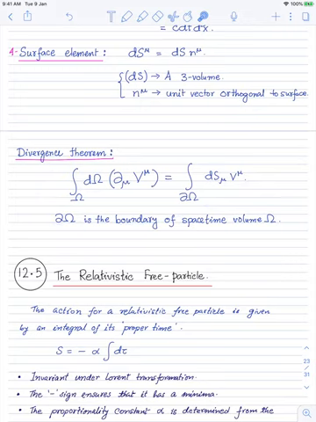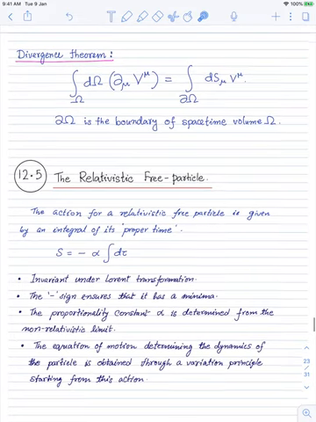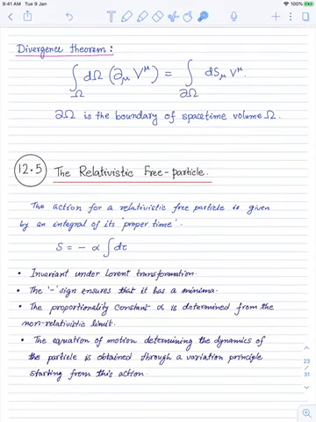This divergence theorem will be very useful when, for instance, we look at the Lagrangian and try to derive the equations of motion of electrodynamics, or Maxwell's equations, out of a Lagrangian formulation. In that case, these kinds of things are going to be useful. So good. Now, before I end this video, let me do a quick discussion of the relativistic free particle, and discuss how the dynamics of the relativistic free particle can be derived out of a variational principle starting from an action.